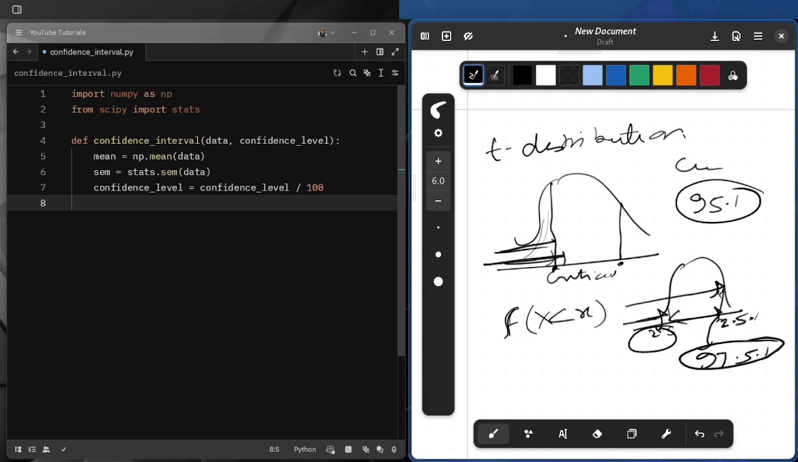Okay, now how can we get this? One way to get this is, the total area under the curve is 1. We can simply subtract 2.5% and we can get this value, right? Another way to get this value is 1 plus whatever confidence level we have, let's say 95, divided by 2. Now where is this coming from? This is coming from 1 minus whatever alpha value that you have.